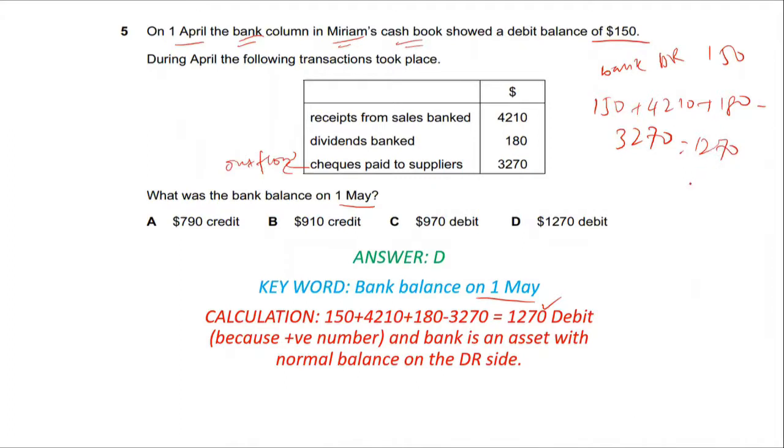Since this is a positive number and bank is an asset, which has a debit balance, you would look for the option that's answer D, 1270, debit.